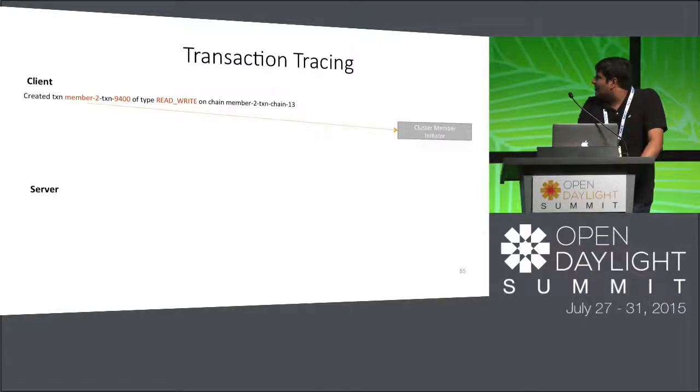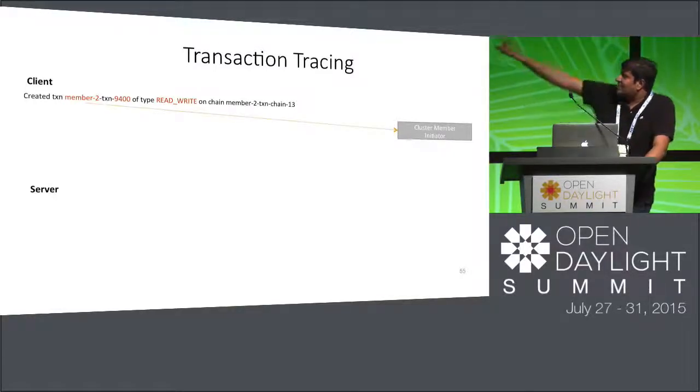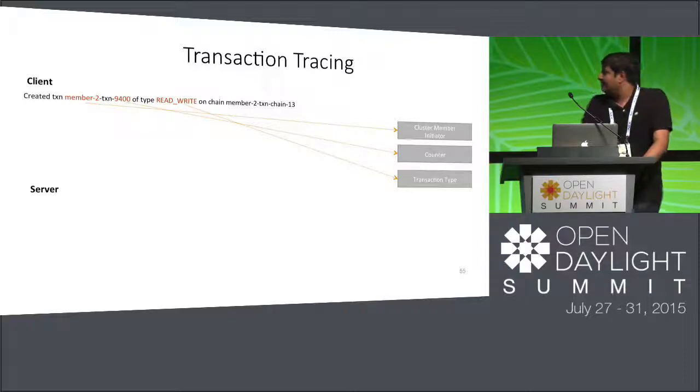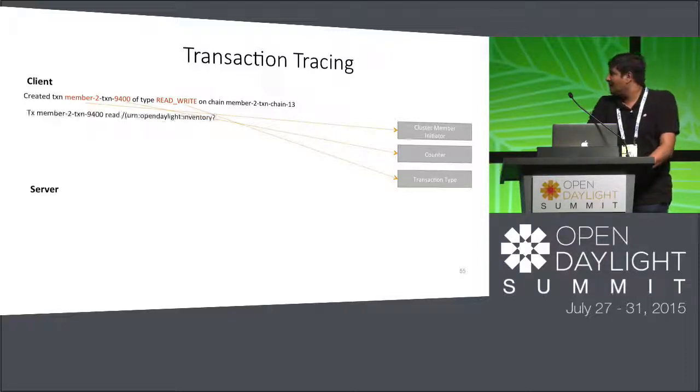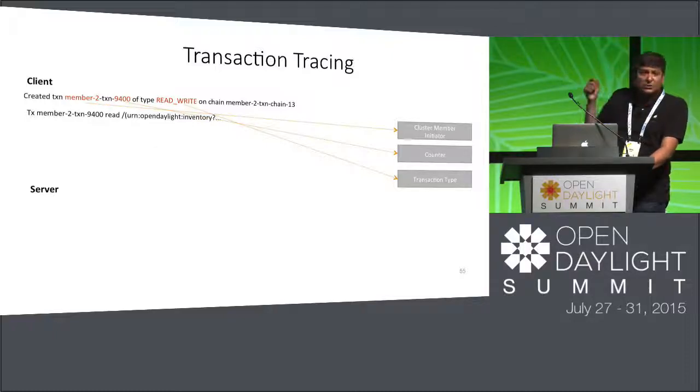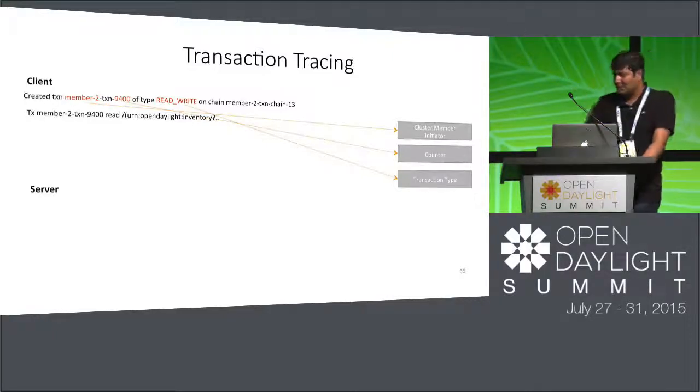And this is what it actually means: this transaction was created on member 2, that is the initiator of the transaction. The counter of the transaction, this is the 9400th transaction that was created, and it's a read-write transaction. So that's what it means. Then once you try to do an operation, the same thing is printed again. We also print exactly which type of data you're actually trying to read, for example, in this case.